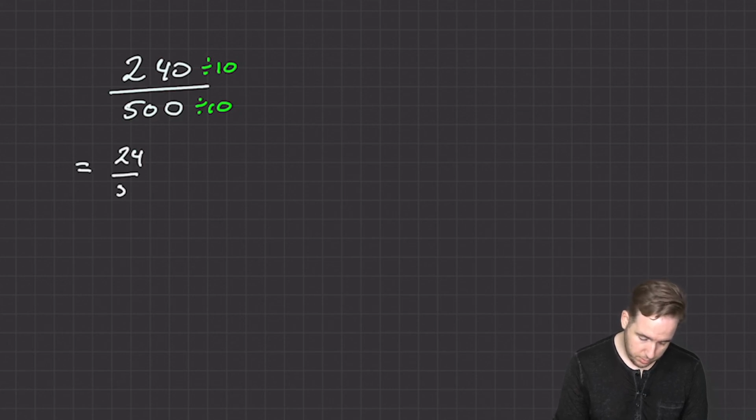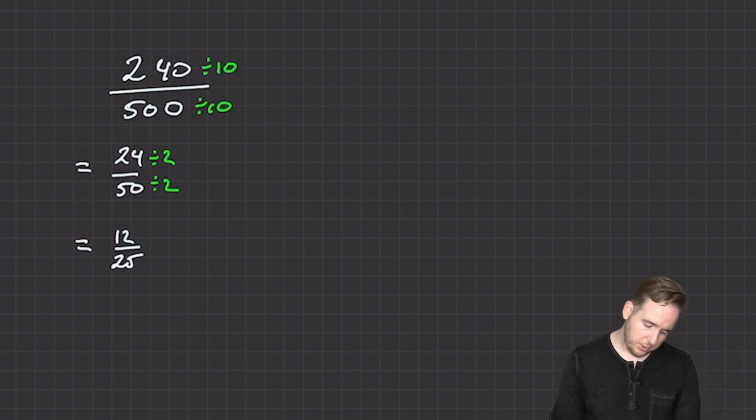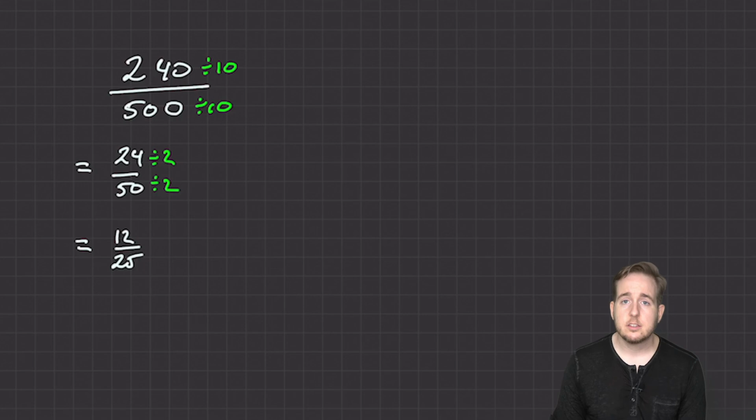24 over 50. And then, oh, I can divide both of them by 2. And so this is 12 divided by 25. And 25 only divides by 5, and 12 is divisible by 3 and 4. So that's as low as it goes. And I could have looked, and the number that would have gone faster would have been the number 20. But I think this kind of approach where I work down slow and steady is much, much better.